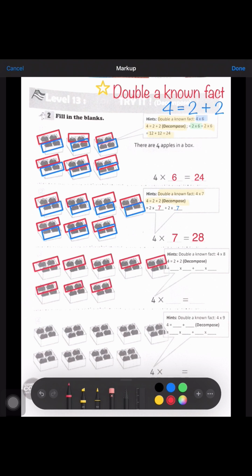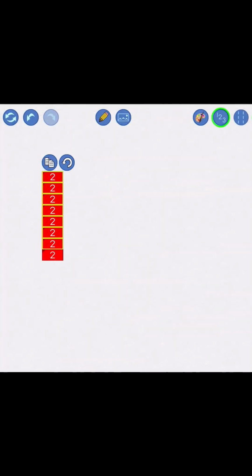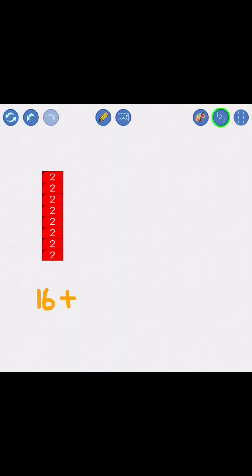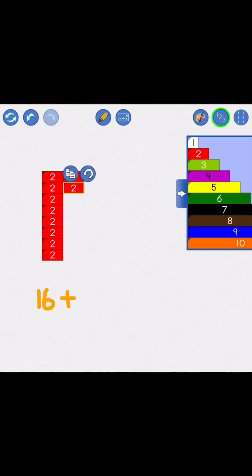Next question, there are 8 boxes of apples. So the total number of apples will be 4 times 8. Again, we decompose 4 into 2 plus 2. So 4 times 8 equals 2 times 8 plus 2 times 8. So 2 times 8 equals 16. And then we double 2 times 8. So we add 8 more 2s.